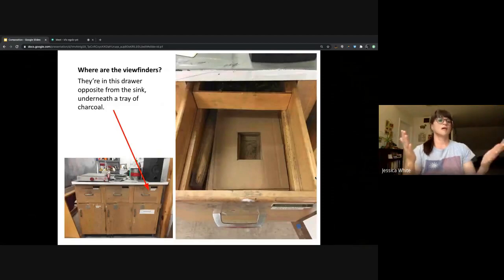So where are those viewfinders? There's a drawer on the opposite side of the sink in that large storage table, and it's underneath a tray of charcoal all the way on the right side. If you open it up, you'll just see it's full of these cardboard viewfinders. Help yourself to those.